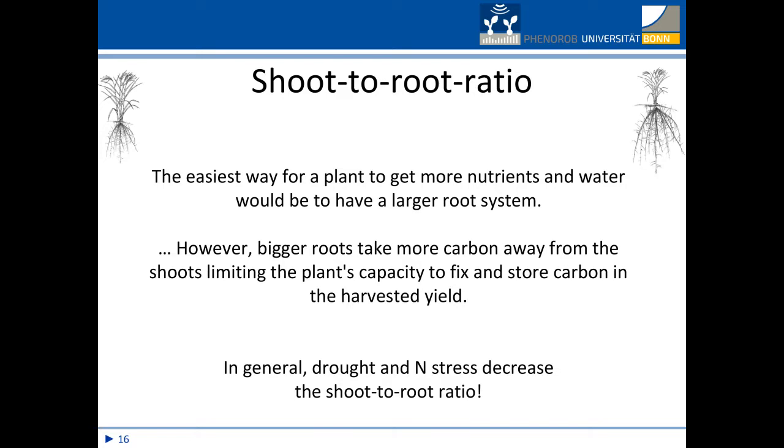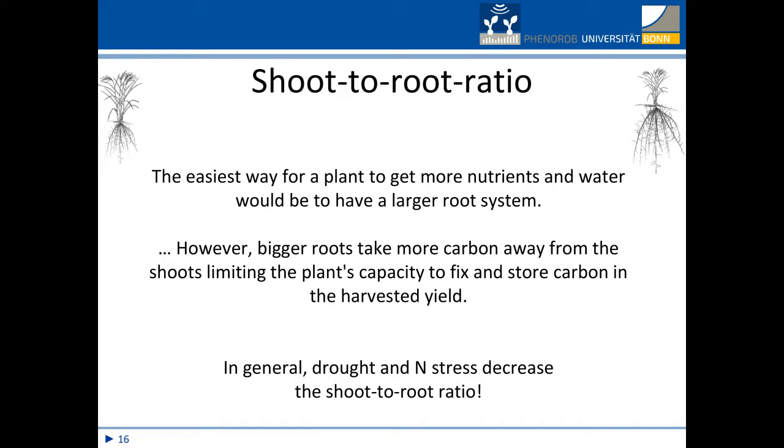The roots, of course, depend on the assimilates that are produced in the shoot part of the plant. And the roots are responsible for the water and most of the nutrient uptake. So the easiest way for a plant to get more nutrients and water would be to have a large root system, and thus a low shoot-to-root ratio.